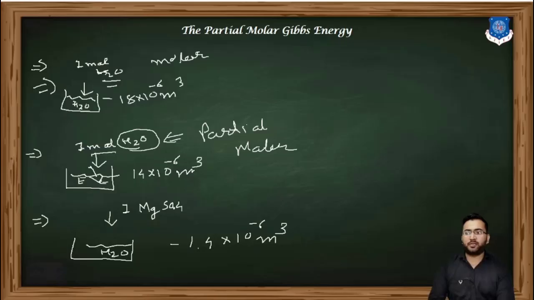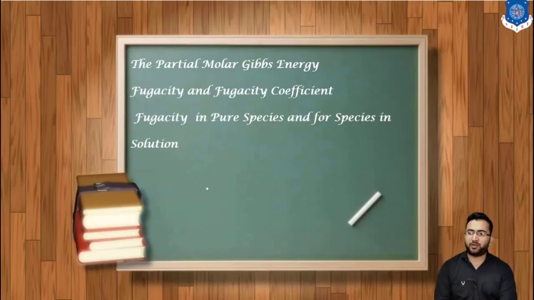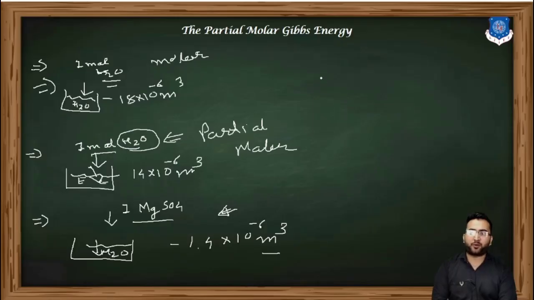Partial molar property may be positive or negative. This is one example of a negative partial molar property. If we add 1 mole of MgSO4 to H2O, the volume decreases by 1.4 multiplied by 10 raised to minus 6 meter cube. So this is the partial molar volume of MgSO4 in H2O. This is the meaning of partial molar property, and it is denoted by M bar.